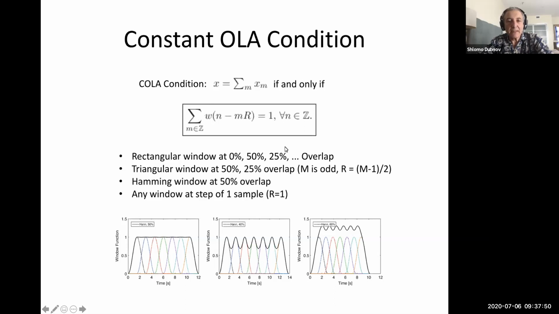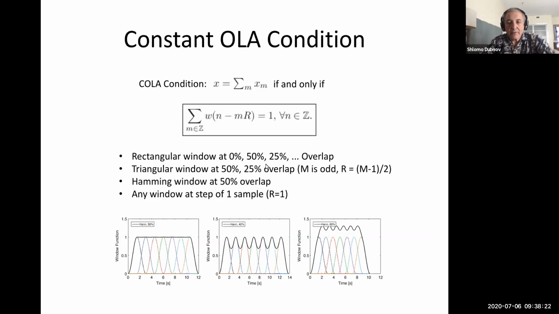So this condition actually requires some tweaking, or at least being careful about the windows we choose. Of course, if we take a rectangular window, which means basically a box car, another name, ones and zeros, a segment of ones, we can shift with no overlap. So zero overlap, this is not the hop size, it's the overlap. The hop size for 0% overlap is the full window, and that works fine.